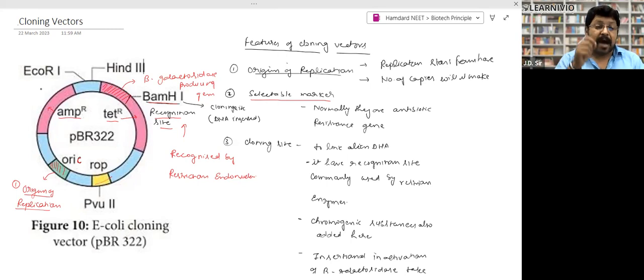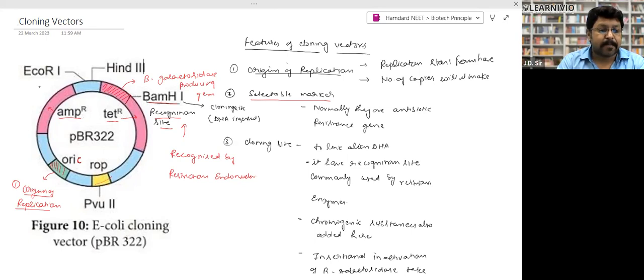That's how I have marked my recombinant bacteria from non-recombinant, right? That's why we call them selectable markers, because they have marked my bacteria. They have selected my bacteria. They have selected recombinant bacteria. Is that clear? Yes, sir.